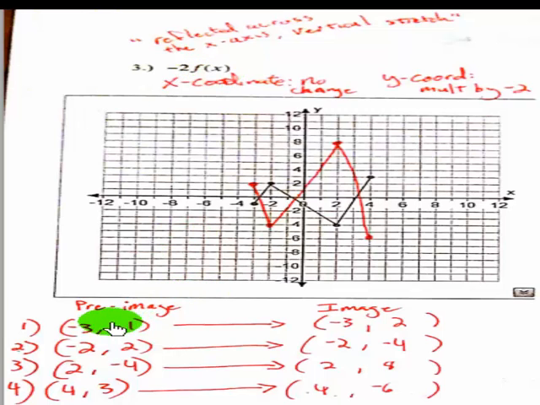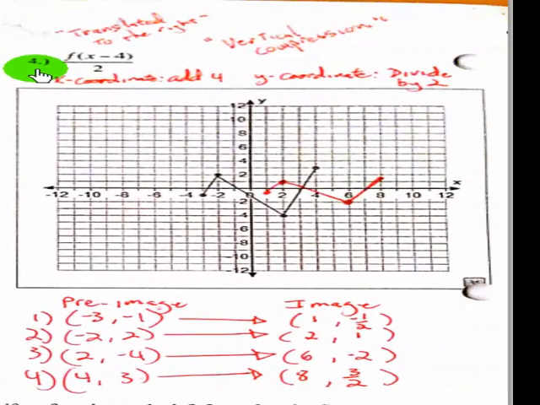So the pre-image, again, is negative 3, negative 1; negative 2, 2; 2, negative 4; 4, 3. The x-coordinates are going to stay the same. The y-coordinates you're going to, in essence, multiply by negative 2. So negative 1 becomes positive 2. Positive 2 becomes negative 4. Negative 4 becomes positive 8. And positive 3 becomes negative 6. The red is the image. The black is the pre-image.